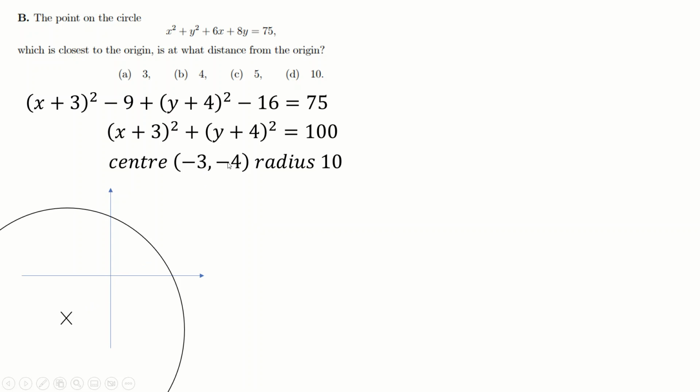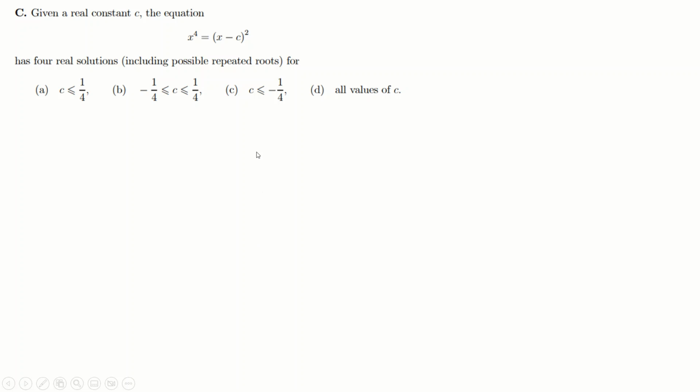Of course, minus 3, minus 4 is exactly 5 away from the origin, because it's a 3, 4, 5 triangle. And the radius here is 10, which means that combining those two pieces of knowledge, the closest point on the circle to the origin is this point here, which is exactly 5 away, because 5 plus 5 equals 10. So the answer is going to be 5 from our picture. C, we can answer without any algebra just by drawing a picture and using the multiple choice answers. We'll do this again in this paper.